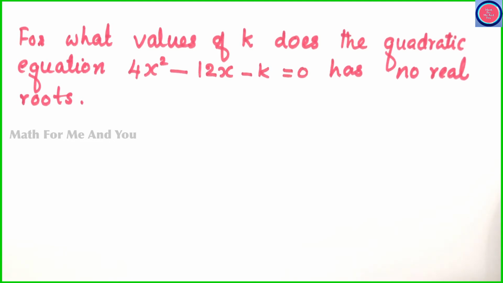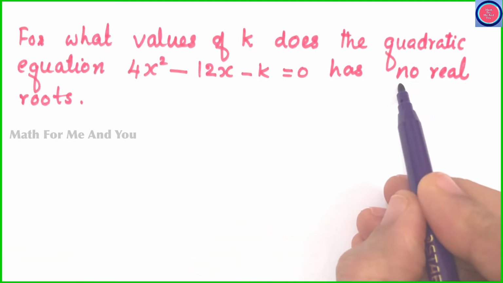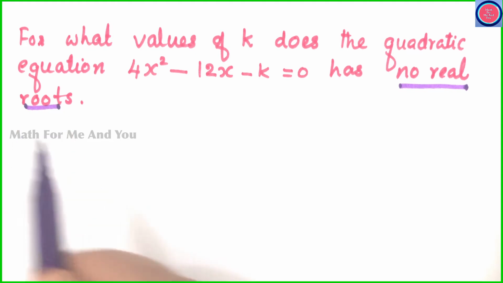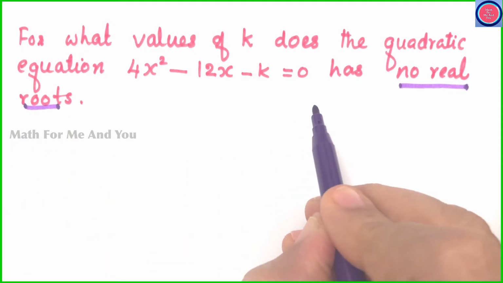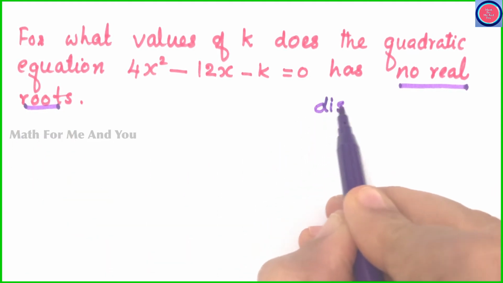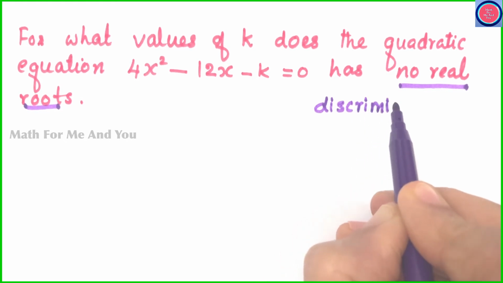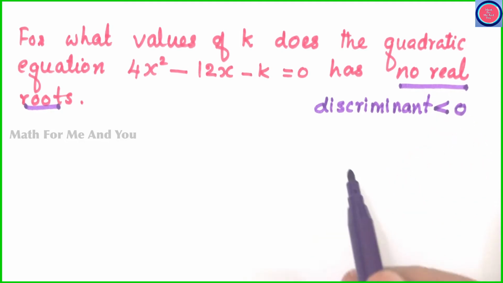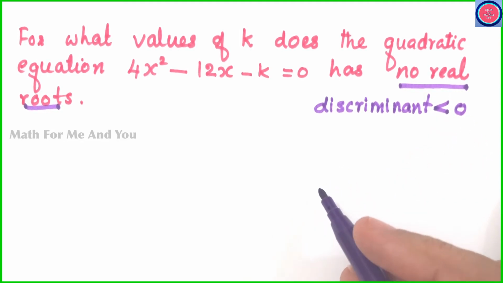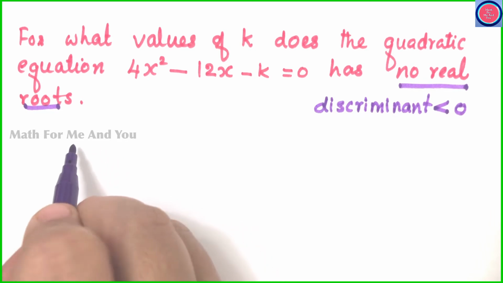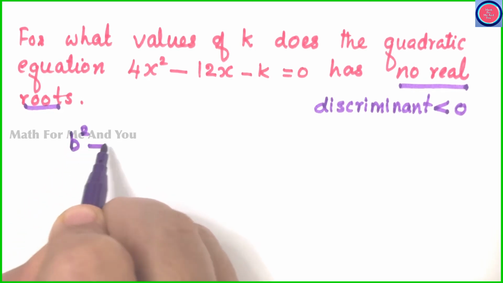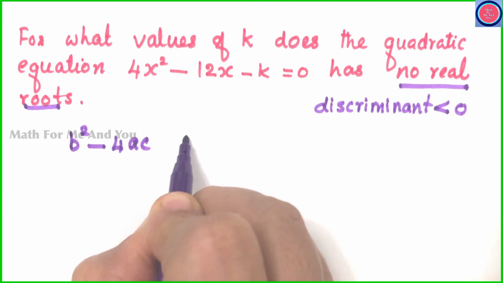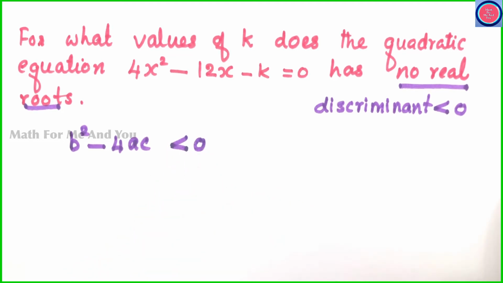For what values of k does the quadratic equation 4x square minus 12x minus k equals 0 have no real roots? If we see no real roots, then remember the condition. What is that? b square minus 4ac, that is the discriminant, less than 0. What is the discriminant? b square minus 4ac. How do we get that? From the quadratic equation.